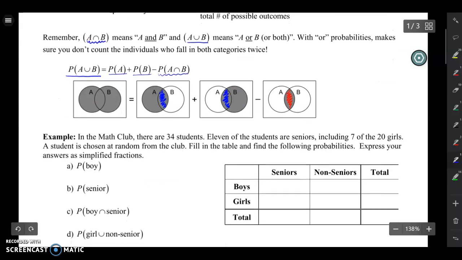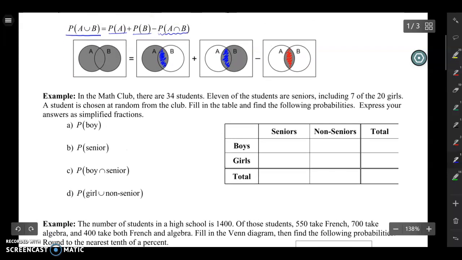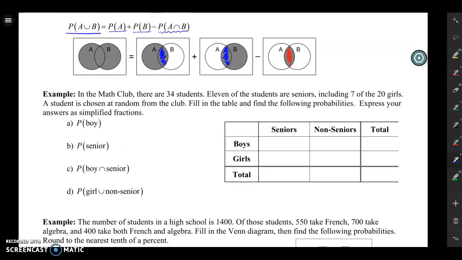All right, let's look at some examples of this. Let's say that in the math club there are 34 students. 11 of the students are seniors, including 7 of the 20 girls. A student is chosen at random from the club, and we're going to fill in the table and find the following probabilities. This time we're going to express our answers as fractions.